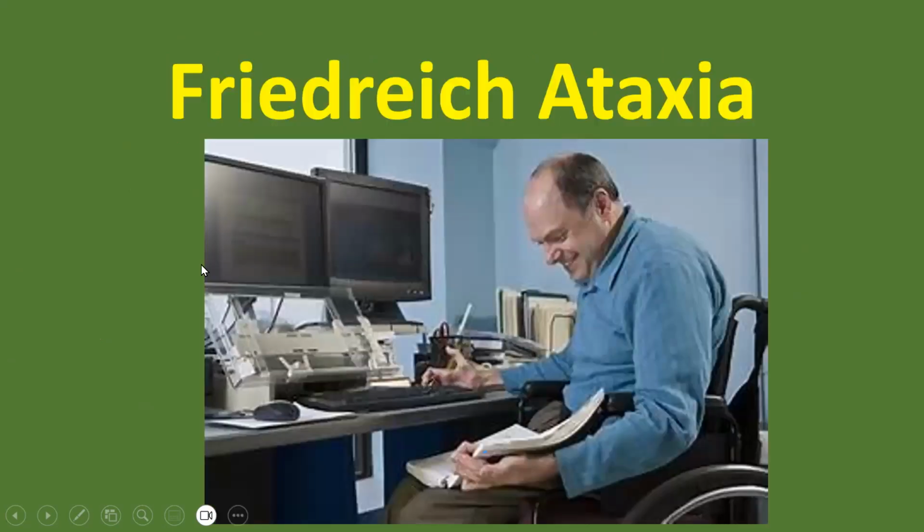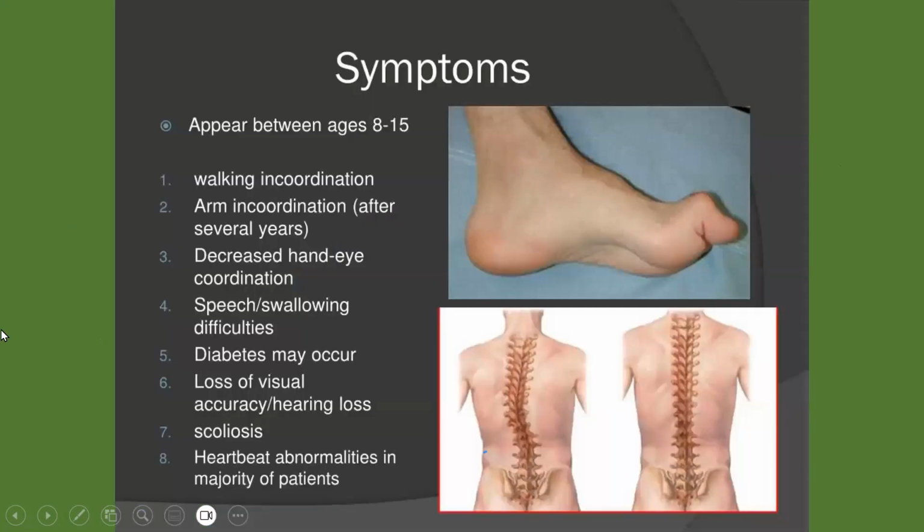Lastly, Friedreich's ataxia. And it's about time we arrive to it in this long and boring lecture. This is a condition where the patient appears between the ages of 8 and 15. They have walking incoordination. They have arm incoordination. They have decreased hand-eye coordination, speech and swallowing difficulties. Diabetes may occur, loss of visual accuracy and hearing loss, scoliosis, heartbeat abnormalities in the majority of patients.